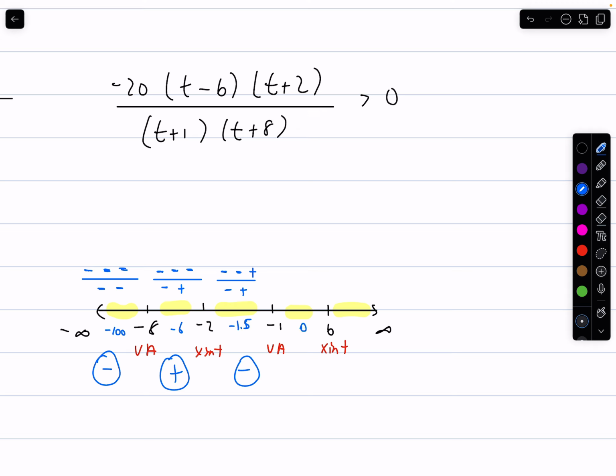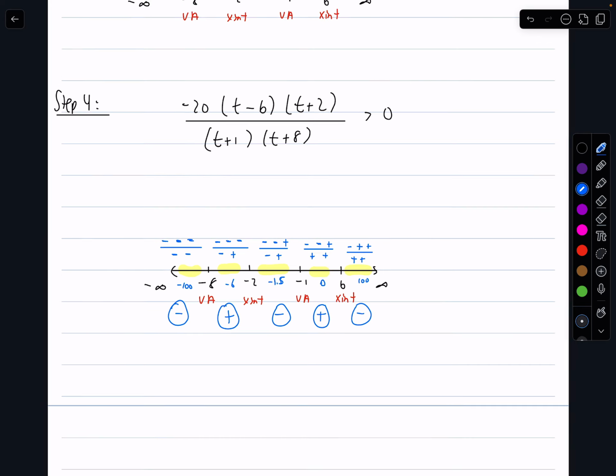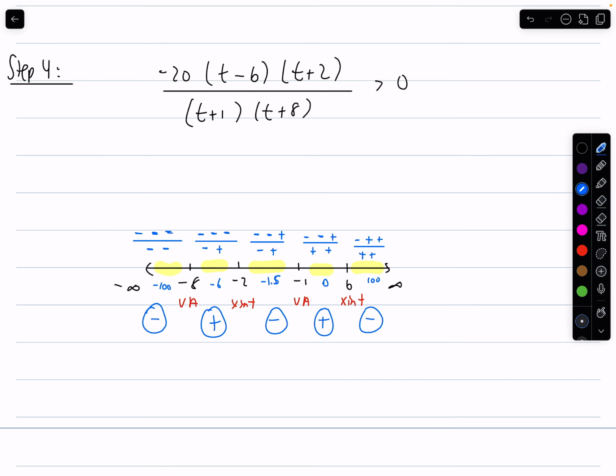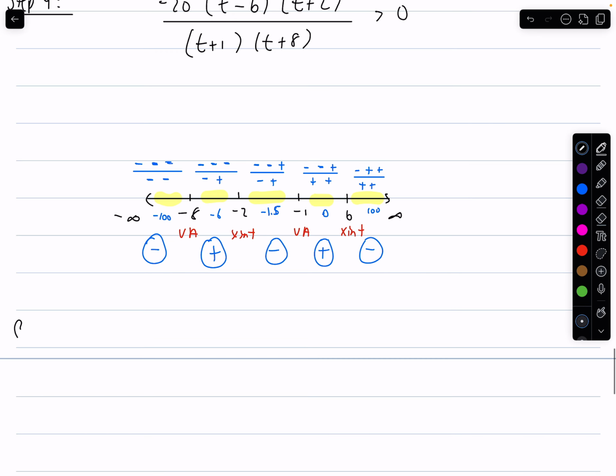Then let's take 0, because it's an easy number. We're going to go negative, negative, positive, positive, positive. So we got positive over positive, which is positive, and then we'll take 100, which is a big number. So we got negative, positive, positive over positive, positive. So we get negative over positive, which is negative. Cool. Now step 5, we're going to fully verify everything.